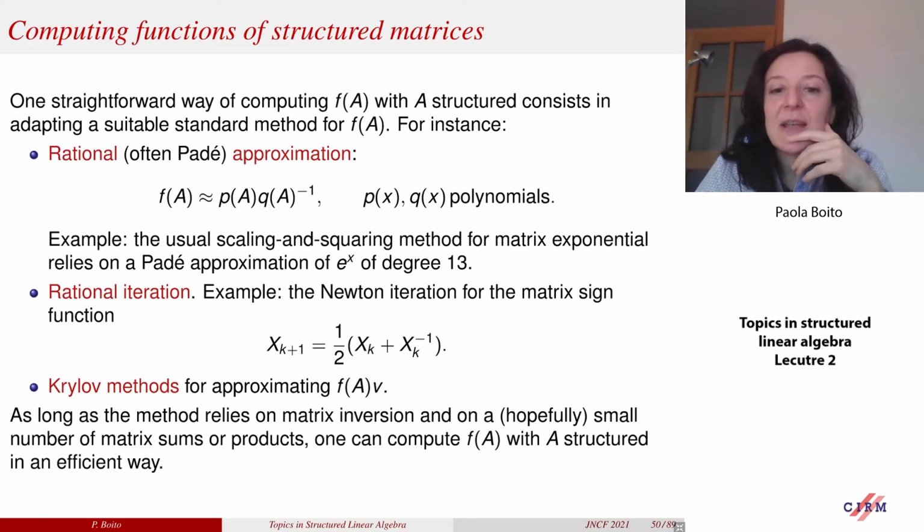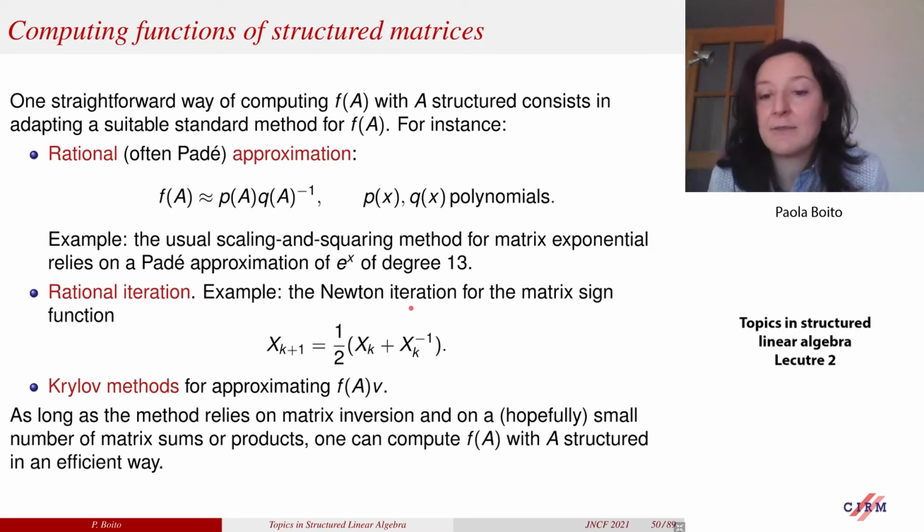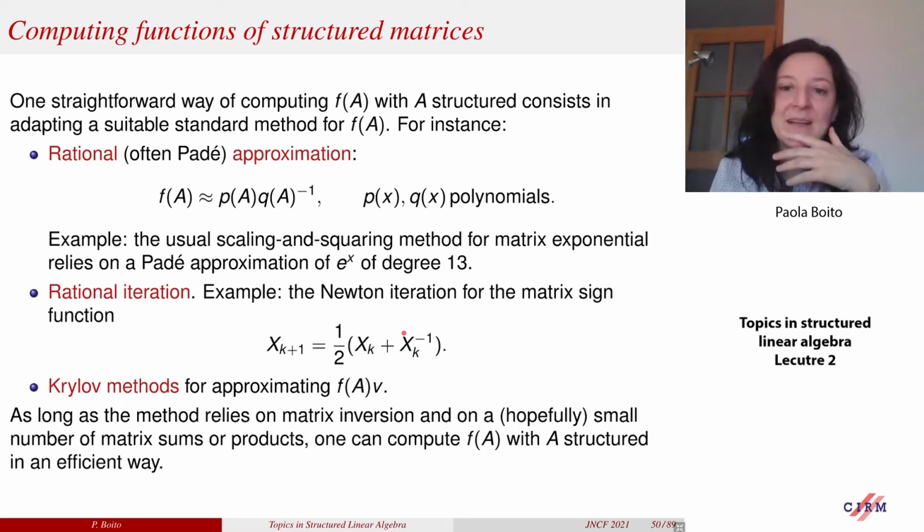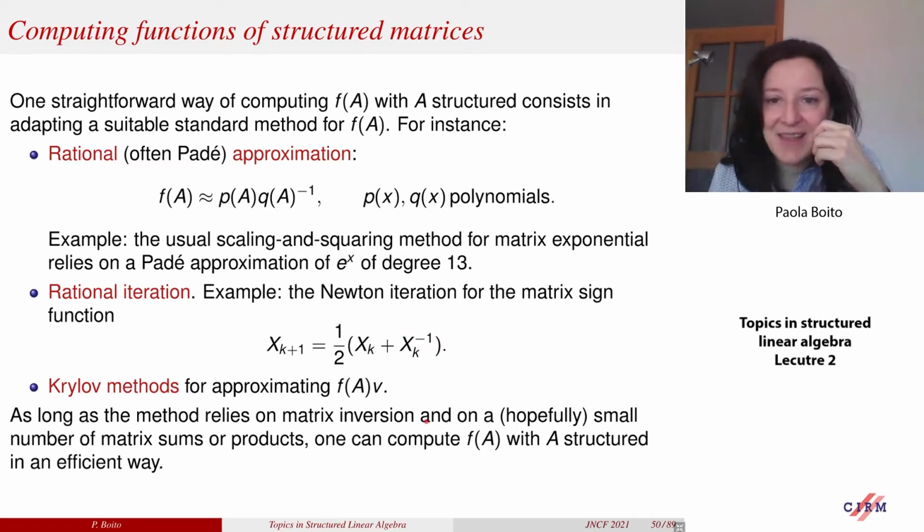Another approach is that of rational iterations. We can apply an iterative method where each iteration is of a rational nature. For instance, Newton iteration. This is what the Newton iteration looks like for the sign function. It's basically Newton applied to the equation that defines the behavior of the sign function.